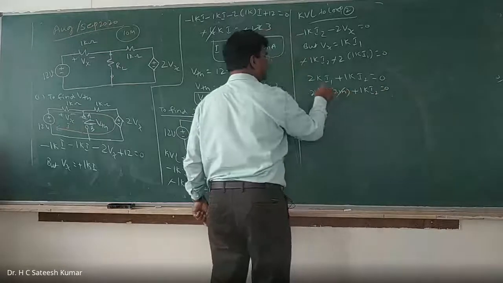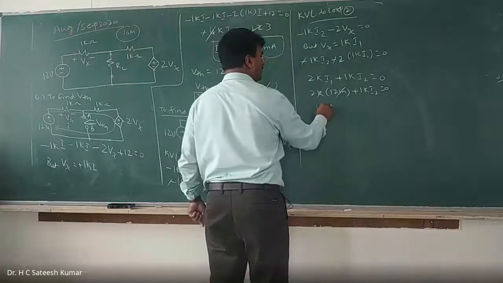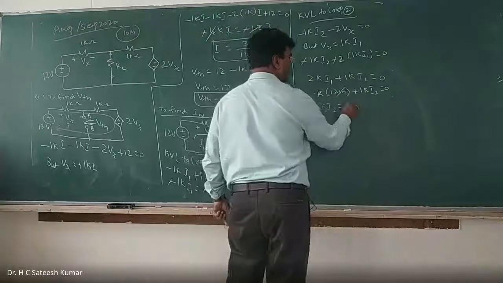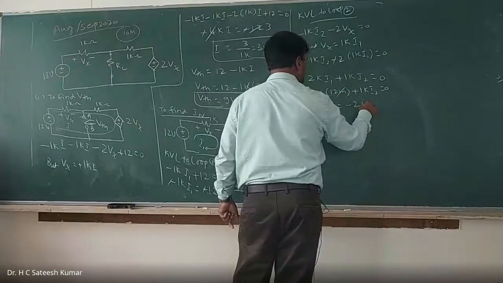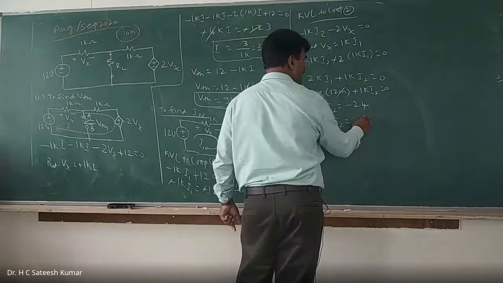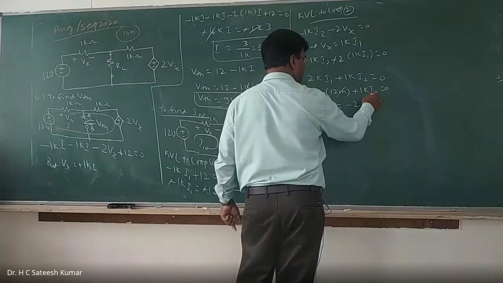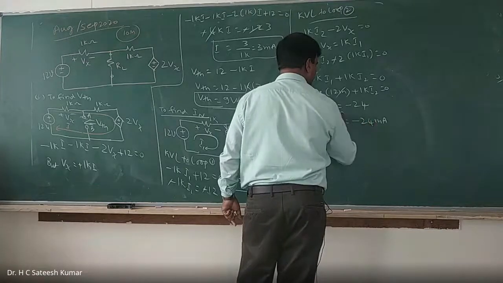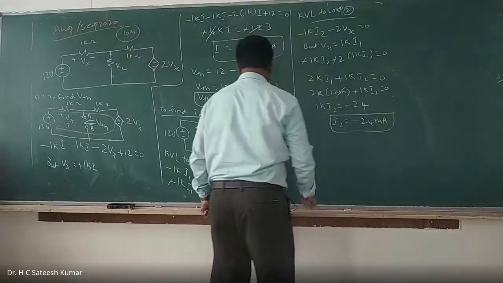Milli and kilo get cancelled. 1K into I2 is equal to 24. Transfer to the right hand side, minus 24. Therefore, I2 is equal to minus 24; when K goes to the denominator, K will go to the numerator. It becomes milli, so minus 24 milliamps. Okay, right, I1 and I2 we got.